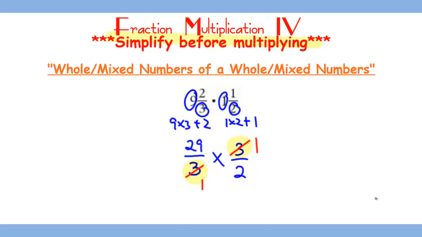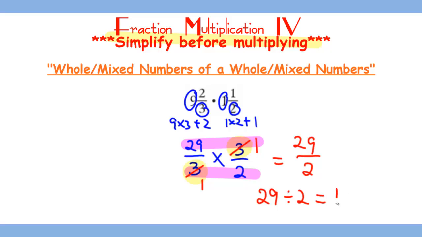Since 29 and 2 cannot be factored further, you stop simplifying there and multiply numerator with numerator and denominator with denominator, which brings us 29 over 2. This basically means you are doing 29 divided by 2, which gives you 14.5 as your final answer.